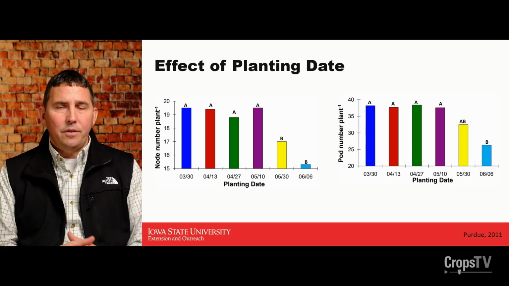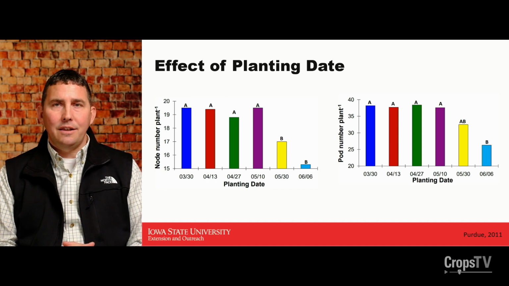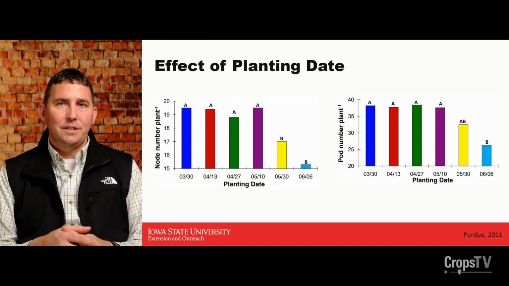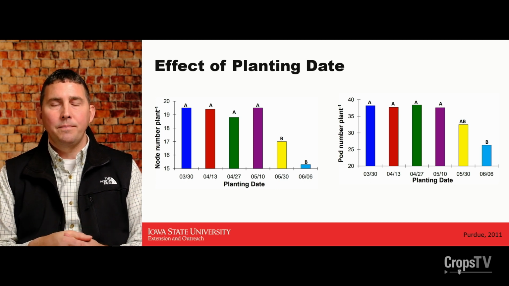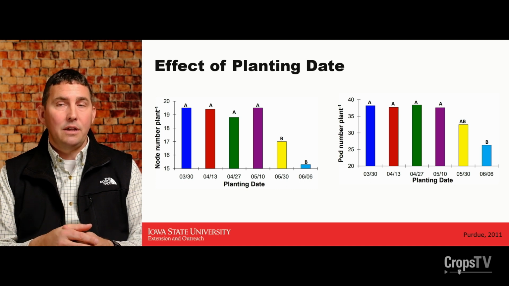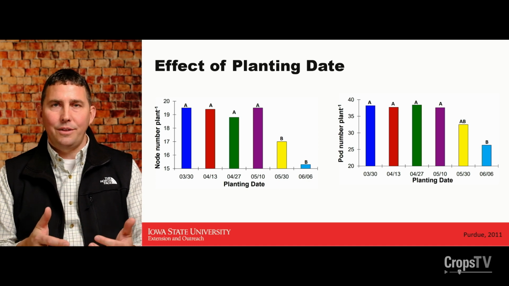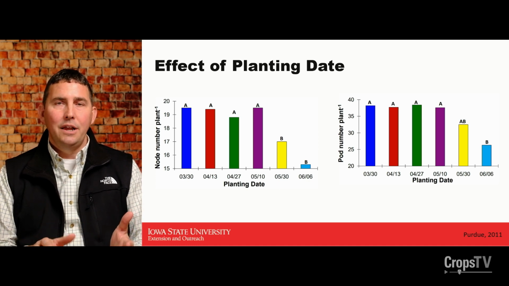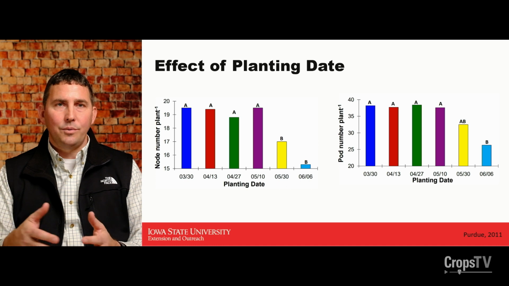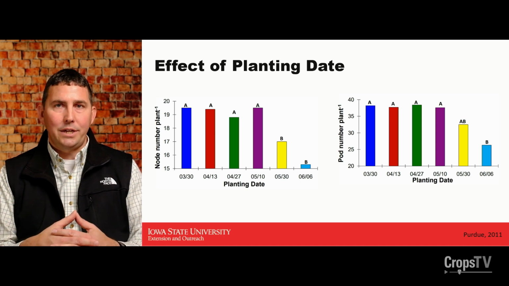The other part of this is looking at the pod numbers per plant. Again, the early versus the normal pod numbers are the same. We start to see those back off a little bit with the May 30th planting and then drop off fairly significantly with the June 6th date. And again, that's attributed to shortening the vegetative period, trying to get into the grain filling period as quickly as we can.